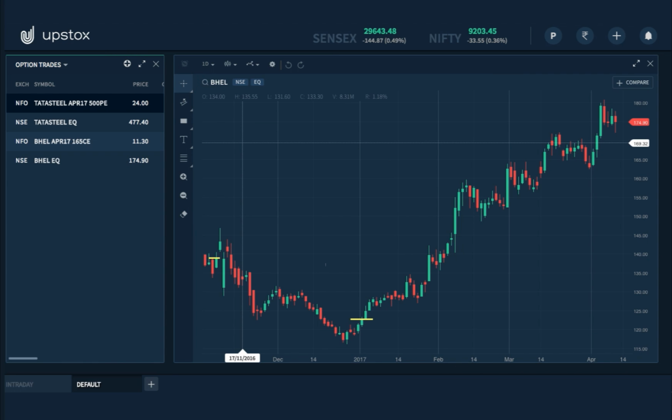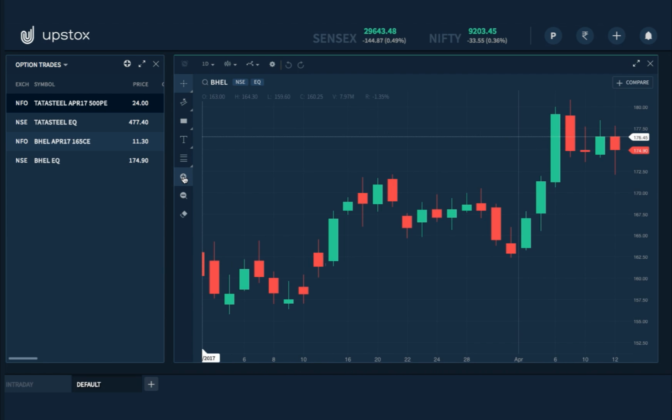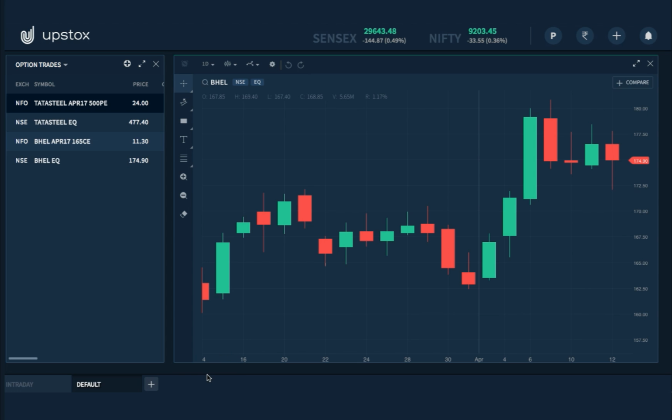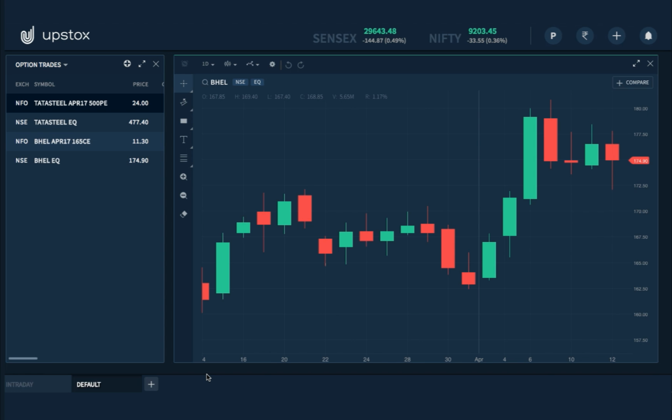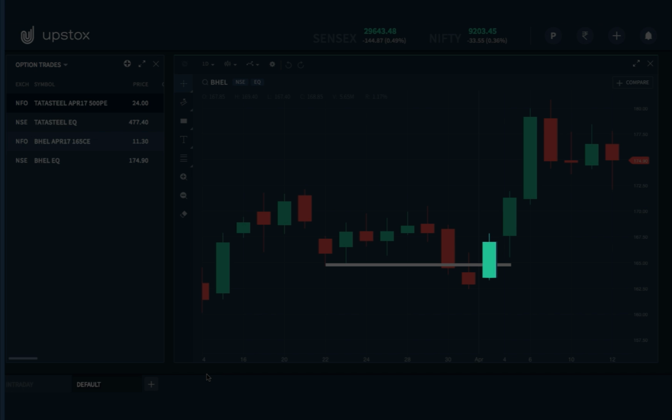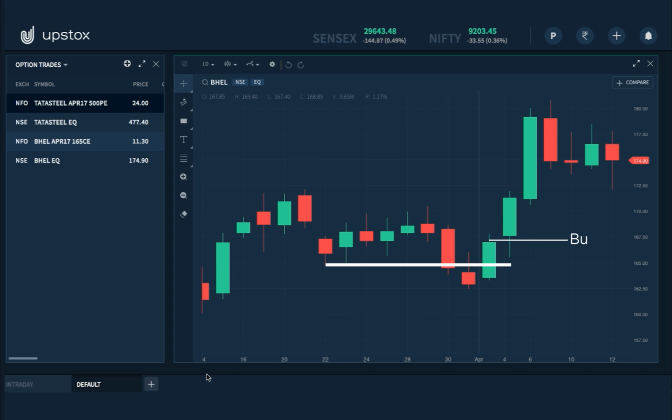Now let me show you a real example. This is BHEL. I'm going to zoom in. Now look at this swing low. Basically the market fell and we have an EOS line right here. And see this green bar? That's when we closed above the EOS. That's our buy. So what do we do?